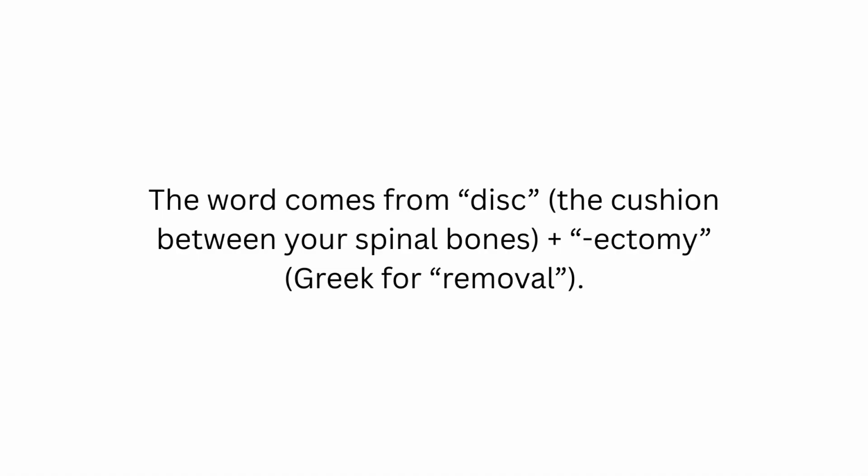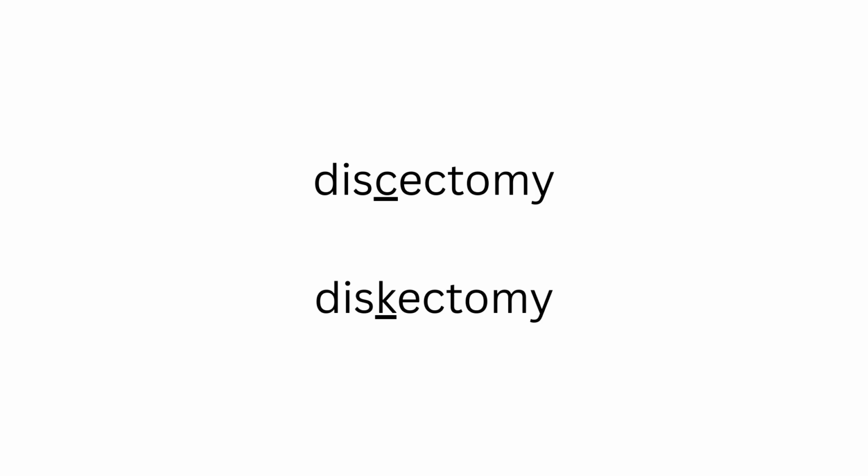Okay, so before we actually start talking about what a discectomy is, the disc comes from the cushion between your spinal bones, and ectomy is Greek for removal. Sometimes you'll see this word written with a C, which is the American English way of writing it. Sometimes you see it with a K, and that's the British way of spelling it. Just so you know, they mean the exact same thing. It's really just the traditions of the language that they came from.